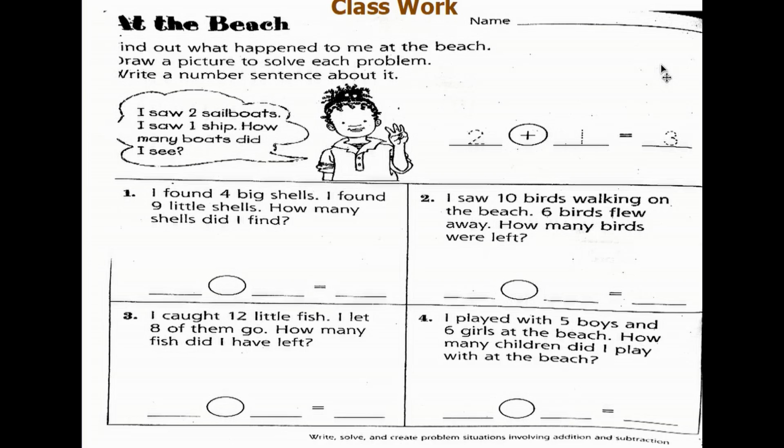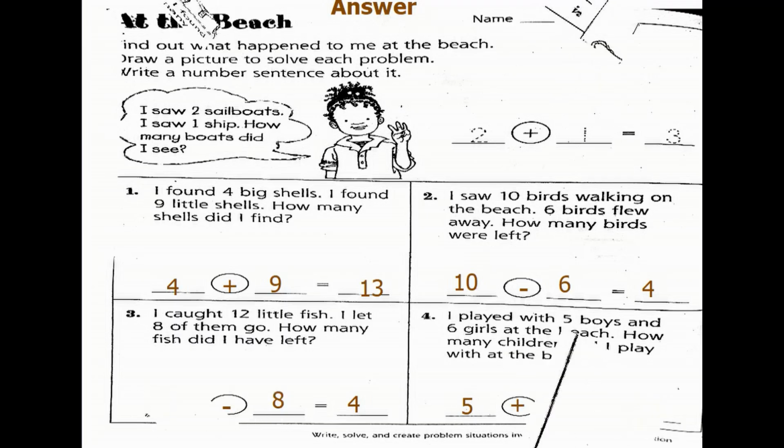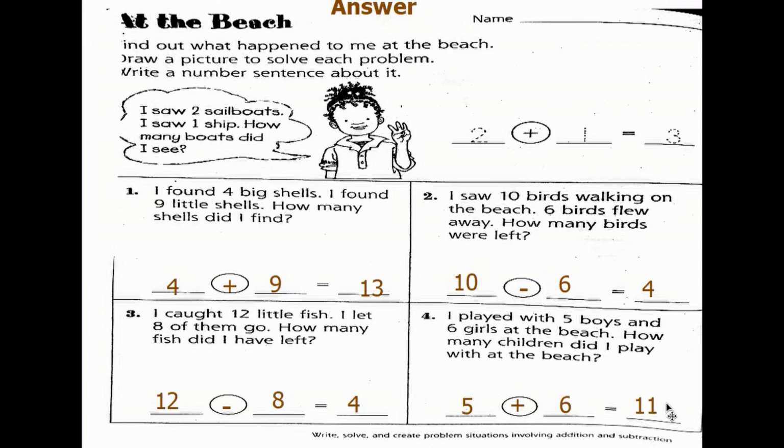All right, have you finished? I hope you have finished the classwork. So let's proceed now. Here are the answers. The first one says what? Find out what happened to me at the beach. Draw a picture to solve each problem. Write a number sentence about it. I saw 2 sailboats. This is given as an example for you.